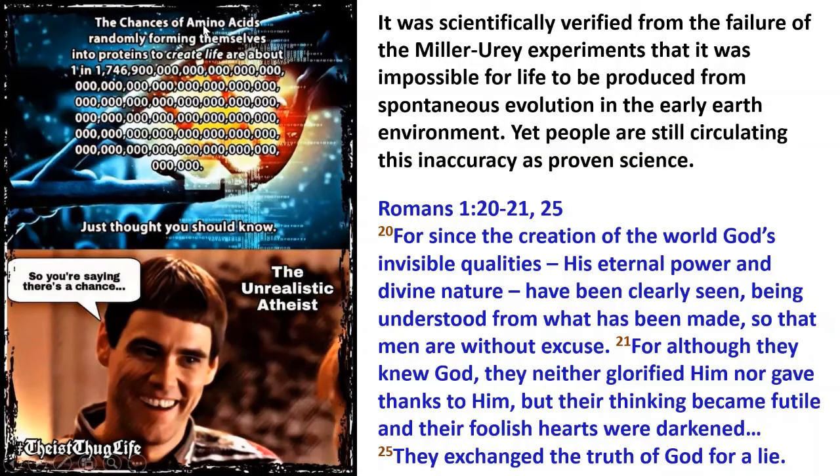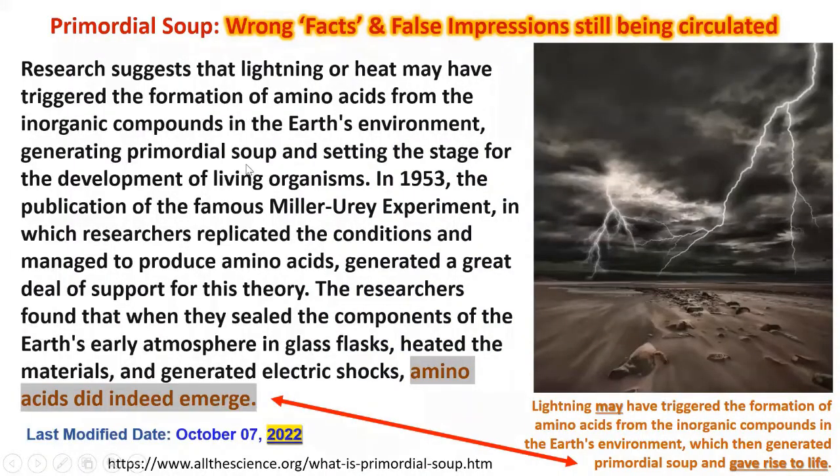See, and the chances of amino acids randomly forming themselves into proteins to create life are about 1 in 1,746,900 and another almost endless row of zeros. Okay, this is just producing proteins, amino acids forming themselves into proteins. We haven't even talked about creating life from there, okay? So what happens is, as I said, people are still passing on and still using this Miller-Urey experiment as scientific fact that there was life produced spontaneously.